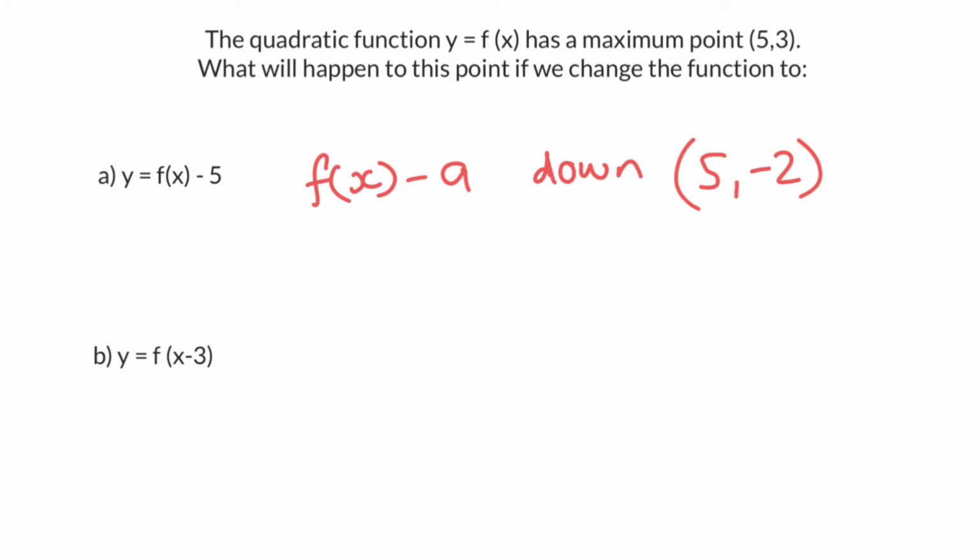Part B says y equals f(x minus 3), with the 3 inside the bracket. So we're minusing 3 first before we do the function. So the 3 is inside the bracket. So that means that the graph is going to move to the right. So it's the x coordinate that's moving this time. It's going to be moving to the right 3 places. So it becomes (8, 3).